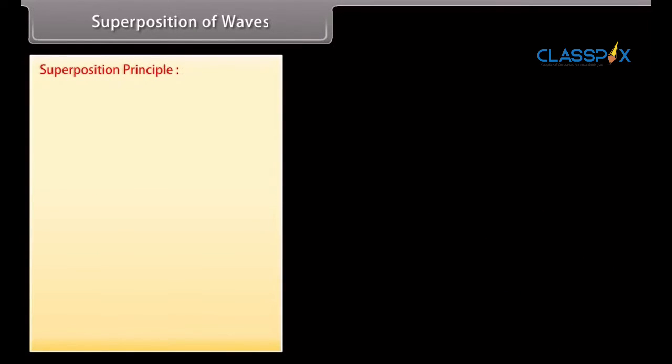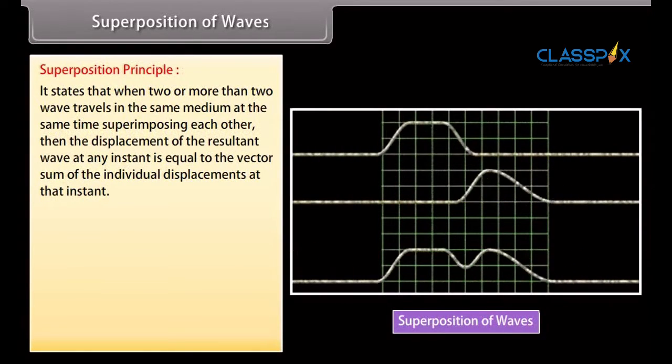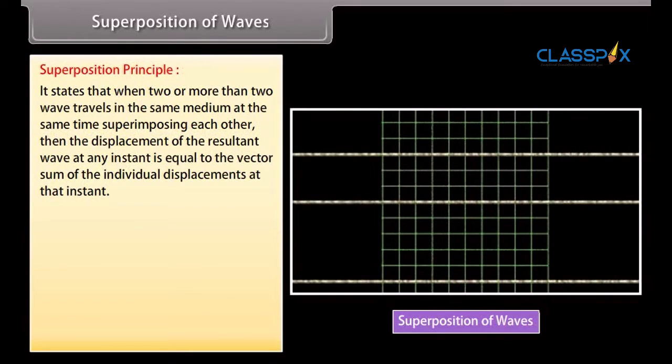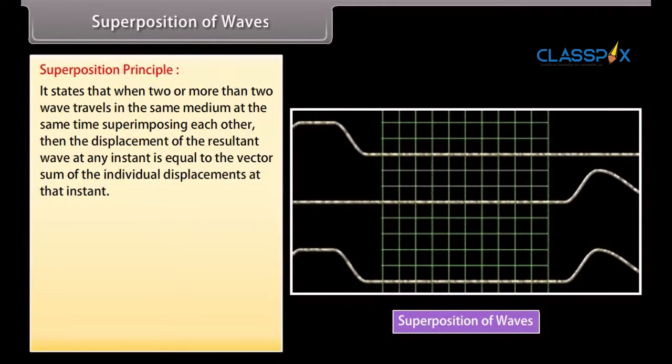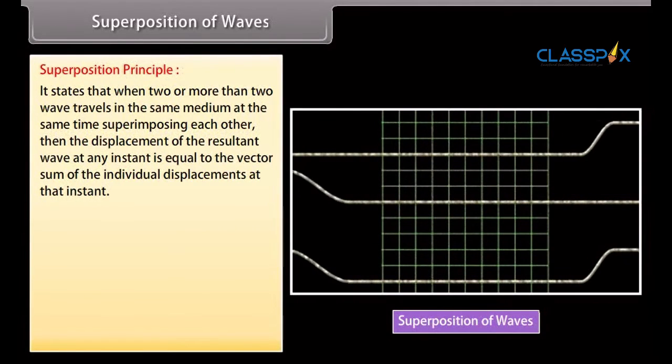Superposition of waves. Principle of superposition states that when two or more waves travel in the same medium at the same time, superimposing each other, then the displacement of the resultant wave at any instant is equal to the vector sum of the individual displacements at that instant.